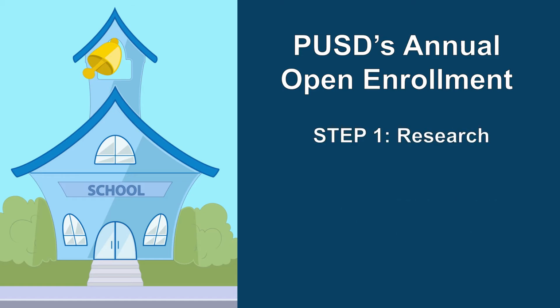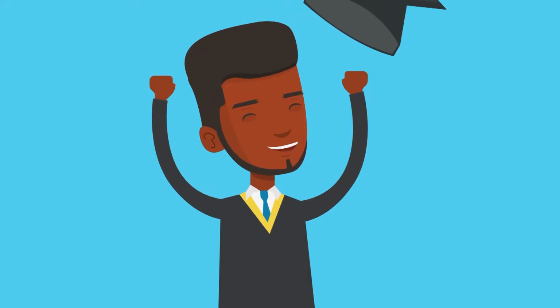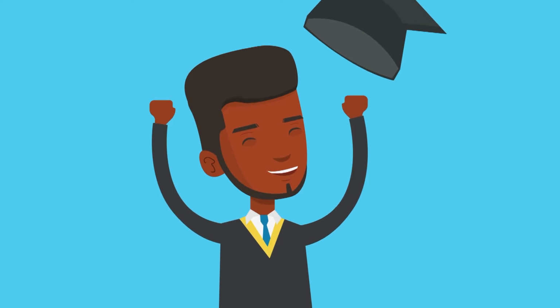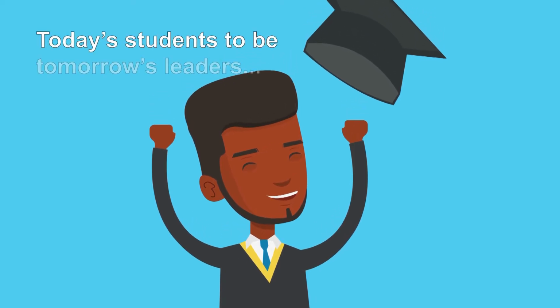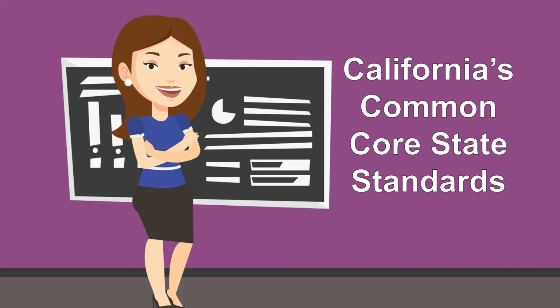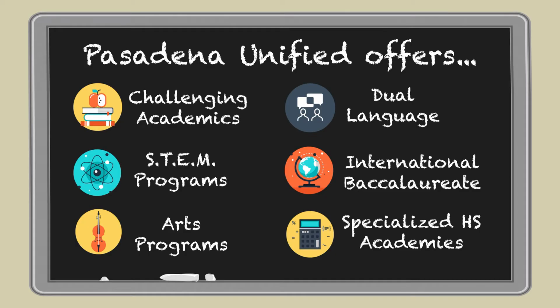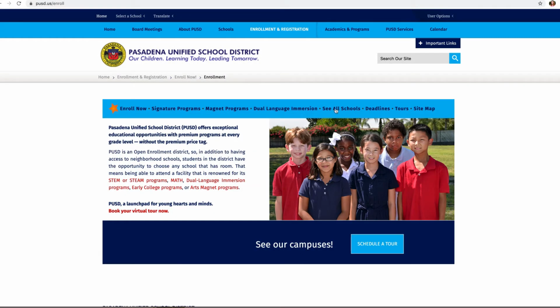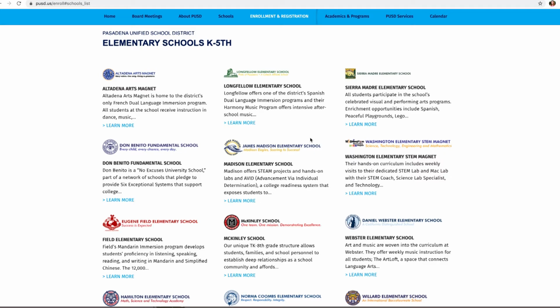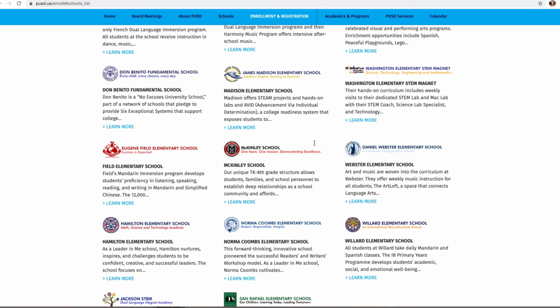Step 1. Research. From early childhood education to 12th grade, PUSD schools prepare today's students to be tomorrow's leaders. Every PUSD school uses curriculum aligned to California's Common Core state standards. Our schools offer challenging and rigorous academics, STEM, arts, dual language, international baccalaureate, specialized high school academies, and much more. Visit your school of residence and other schools, attend a tour, and learn more on our website and enrollment guide.